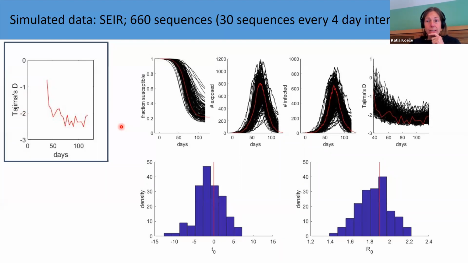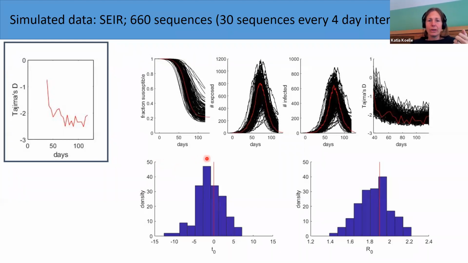Using particle MCMC, you can see the underlying simulated data here in red. Hopefully you can see that. Here we have the fraction of the population that's susceptible, here the number exposed, here the number infected, and here the Tajima's D, which is reproduced right here. What we're trying to estimate is both the start of the simulated epidemic with a single first case, so the clade introduction, right, and R naught.